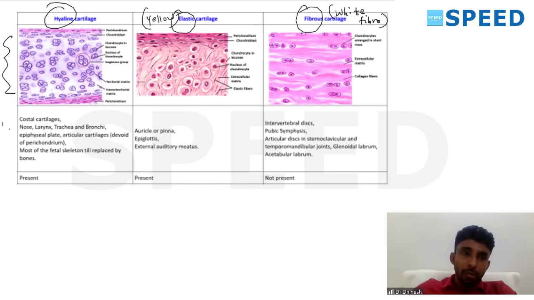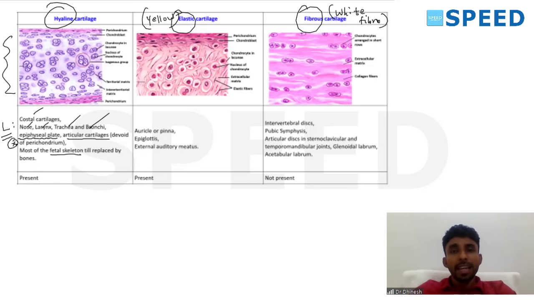Now I want you to know the locations of the various types of cartilage. Please go through this slide to know the various locations. Hyaline cartilage is present in the majority of parts of our body: the costal cartilages, nasal cartilages, larynx, trachea, bronchi, epiphyseal plate, articular cartilages. The fetal skeleton too is all made up of hyaline cartilage.